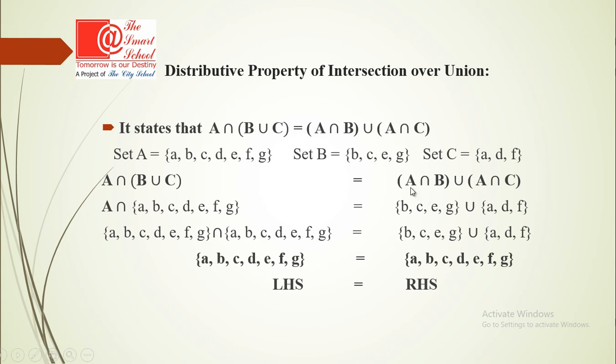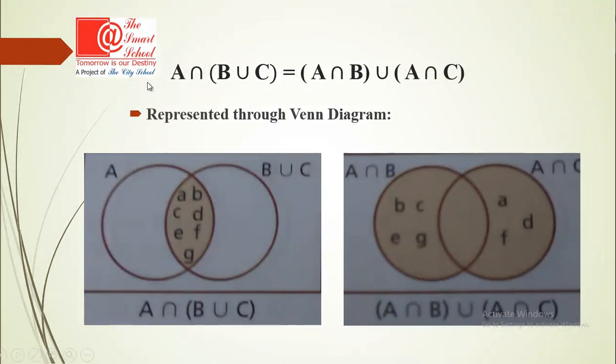Now here, A intersection B: the common elements of A and B are B, C, E and G. And here, A intersection C: the common elements are A, D and F. And when we make their union, we get A, B, C, D, E, F, G, which is the same as the left hand side set. So left hand side is equal to right hand side. So it is proved that the distributive property of intersection over union is correct. Now we will represent this in a Venn diagram.